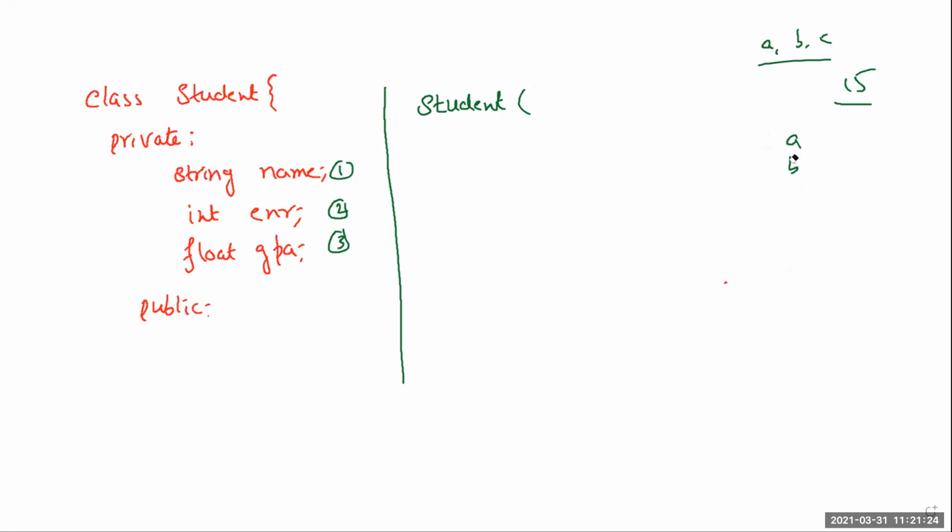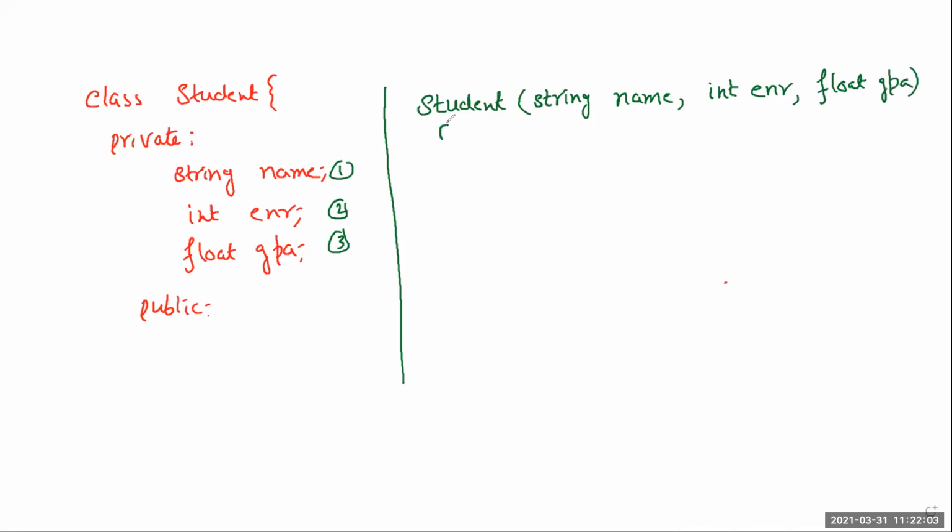A better way is that if it's a name, then the variable name should also be name. So what I will do is write string, and the first argument is actually a name, so I just write name here, which is the same as this variable. Sorry, this is not a semicolon, it's a comma. Let me correct it. Similarly, instead of calling it a, I am calling it name. Instead of calling the second argument b, I am calling it enrollment number, so that I know it is the enrollment number. And similarly, the third argument, I am not calling it C, I am calling it GPA.